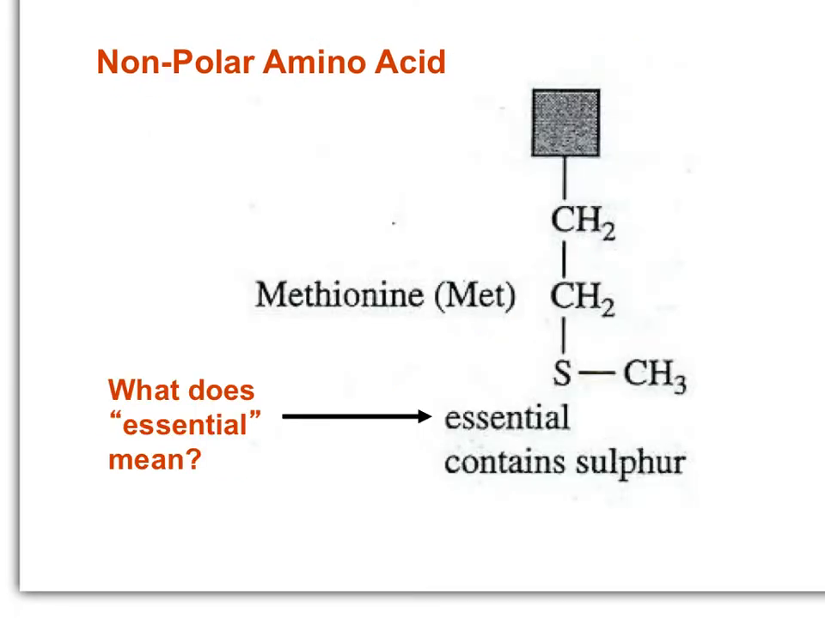Again, in this image of an amino acid, the square represents the NCC backbone. This is the R group. Methionine is also nonpolar, and methionine contains sulfur. Methionine is an essential amino acid, meaning that we cannot synthesize methionine. We must obtain methionine from our food. 12 of the 20 amino acids can be made by the human body, but 8 must come from what you eat. These 8 are called essential.